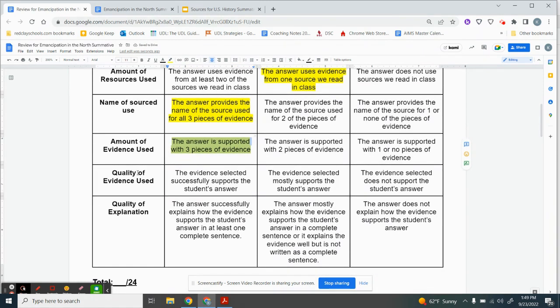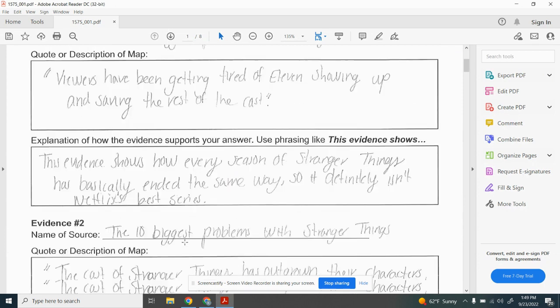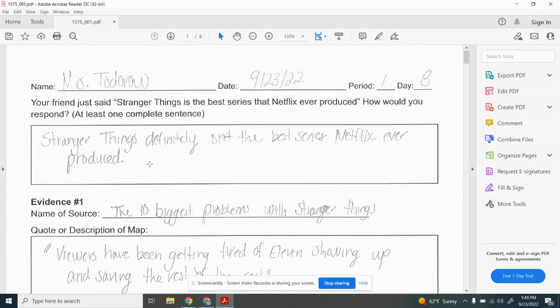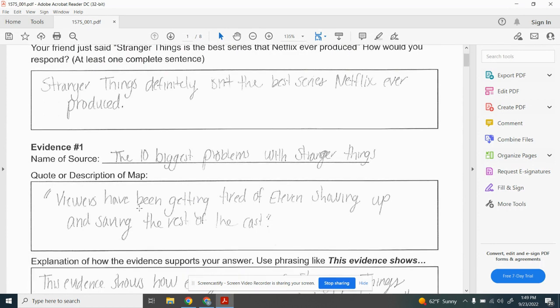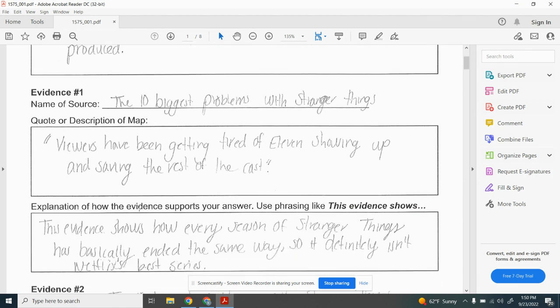Now we need to get more into the nitty-gritty. Is the evidence quality and is the explanation quality? So again, they are arguing that Stranger Things isn't the best series Netflix ever produced. The first quote says, "Viewers have been getting tired of Eleven showing up and saving the rest of the cast. This evidence shows how every season of Stranger Things has basically ended the same way. So it definitely isn't Netflix's best series."